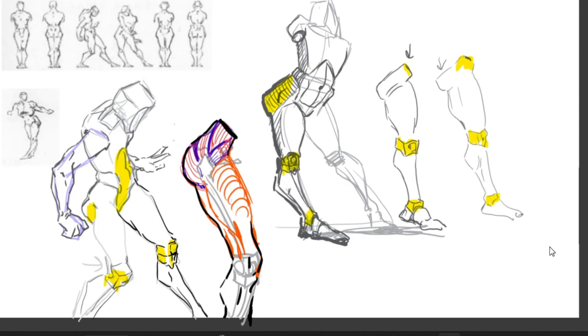So if I did an arm, that right there's a deltoid. That right there is a tricep, bone, elbow. Still tricep. Bone.